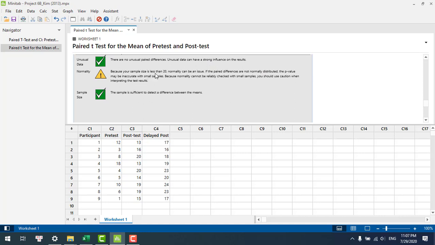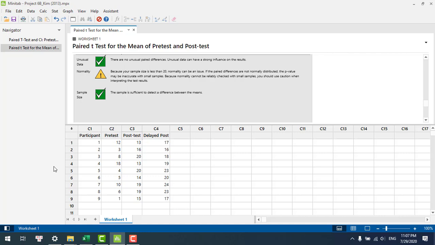Because the sample size is less than 20, normality can be an issue. Okay, so we need to make sure that our data are normally distributed. We already checked that, so we have no problem with that. However, notice that when our data are few, and in this case it says less than 20, then we do have to be careful. So in this case, because we have very few pieces of data, this is where we might need to do a bootstrap.